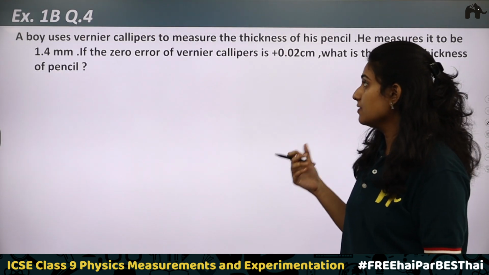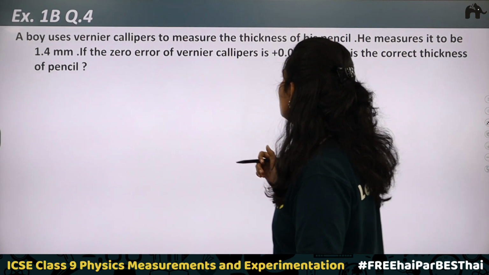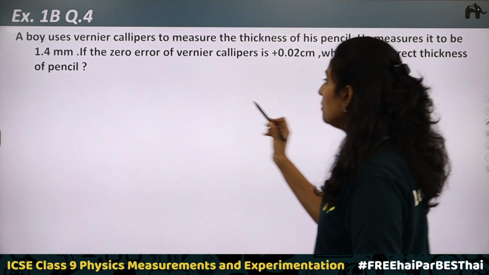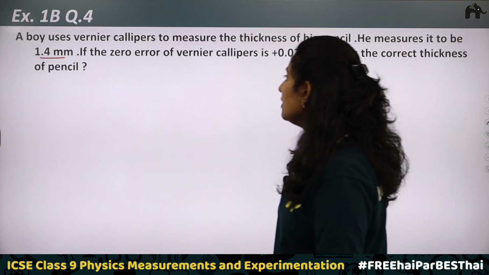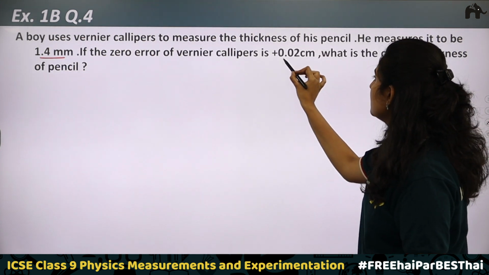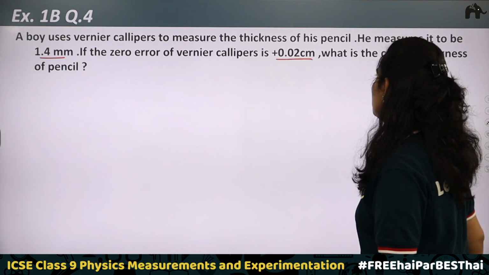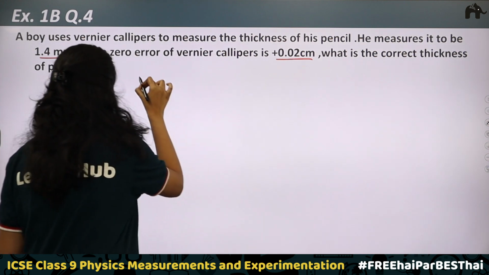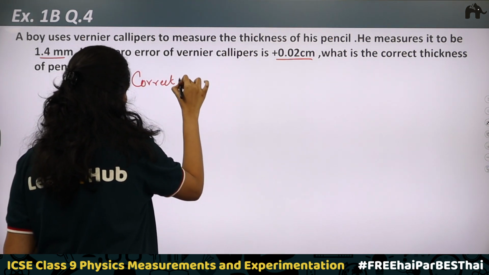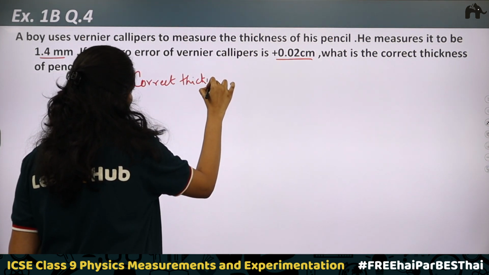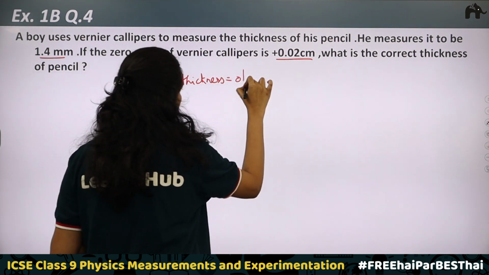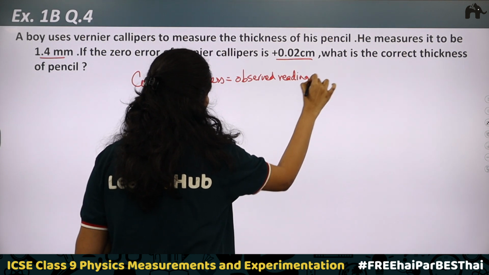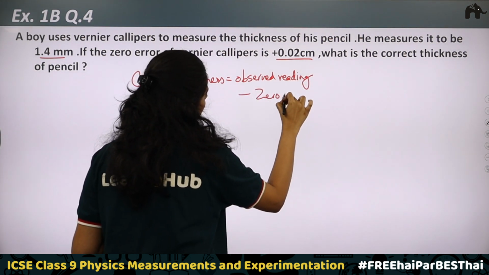Question 4 of exercise 1B. A boy uses vernier calipers to measure the thickness of his pencil. He measures it to be 1.4 millimeter. If the zero error of vernier calipers is plus 0.02 centimeter, what is the correct thickness of pencil? How to get the correct thickness? Correct thickness will be equal to observed reading minus zero error.